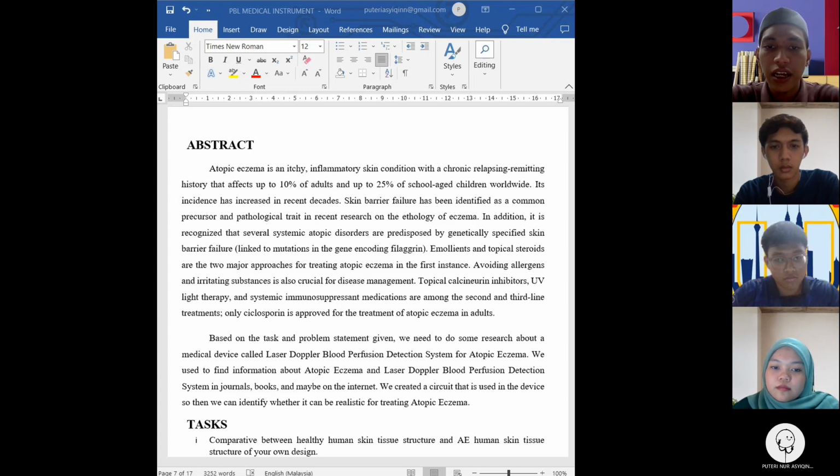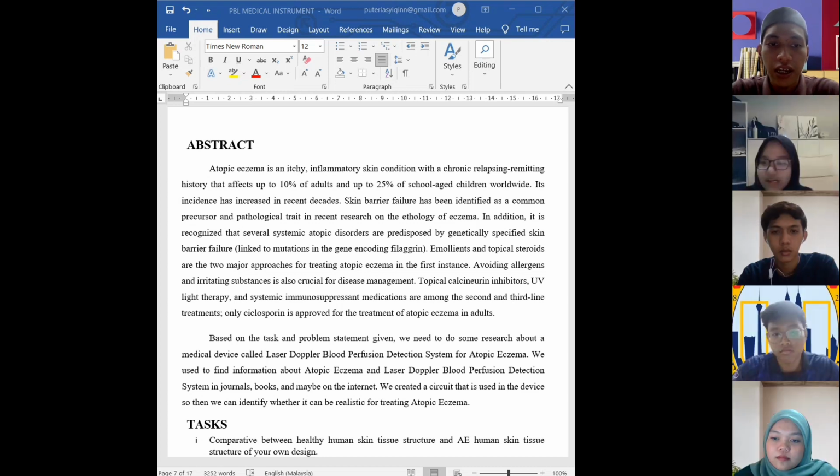Skin barrier failure has been identified as a common precursor and pathological trait in recent research on the etiology of eczema. In addition, it is recognized that several systemic atopic disorders are predisposed by genetically specific skin barrier failure. It is linked to mutations in the gene encoding filaggrin.